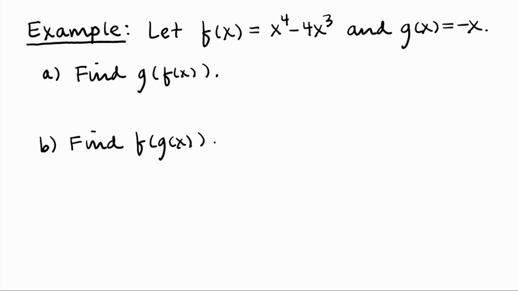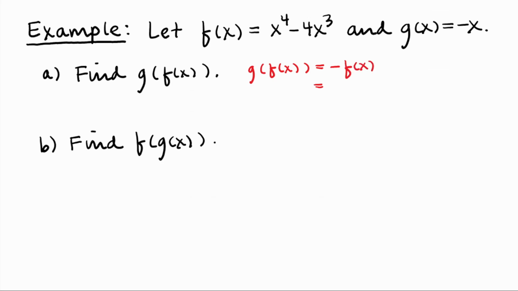So I've got these two polynomial functions, f of x is x to the 4 minus 4x to the 3, and g of x equals negative x. First we're going to start off by finding g of f of x. Remember, wherever we see x in the formula for g, we're going to plug in an f. So it's going to be negative f of x. Instead of x, it's an f of x.